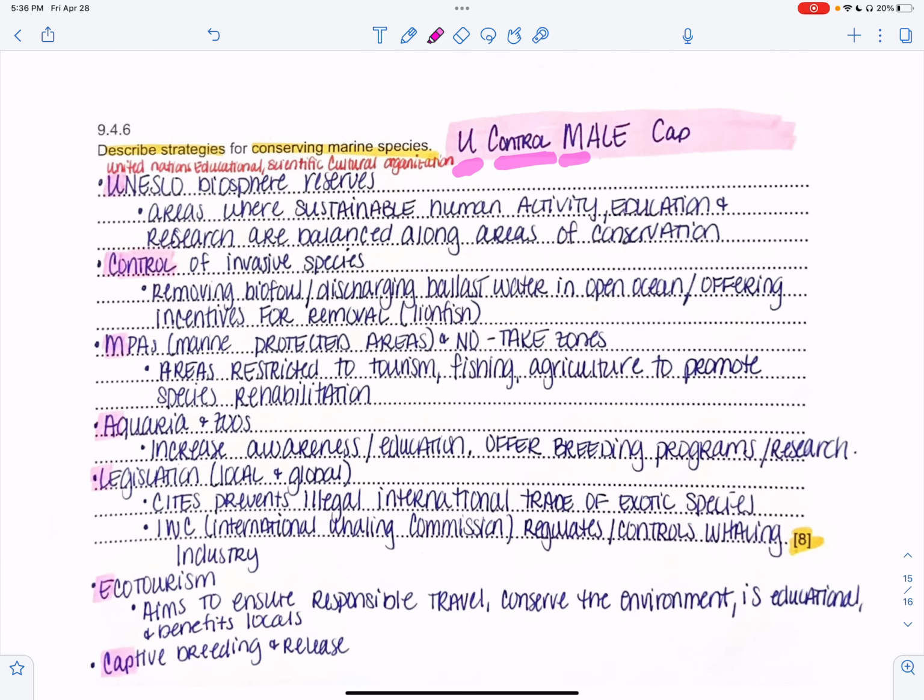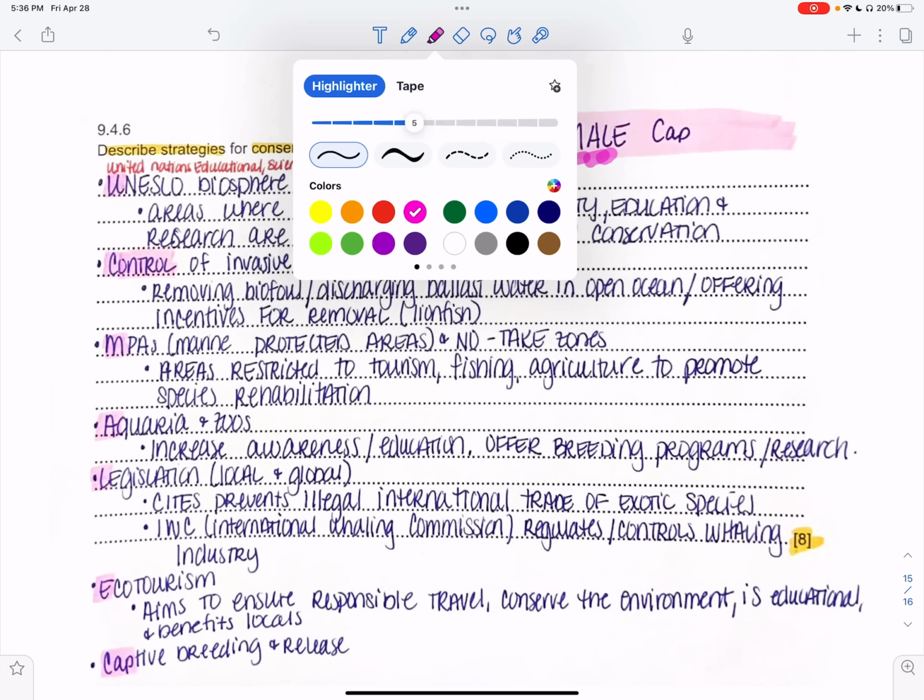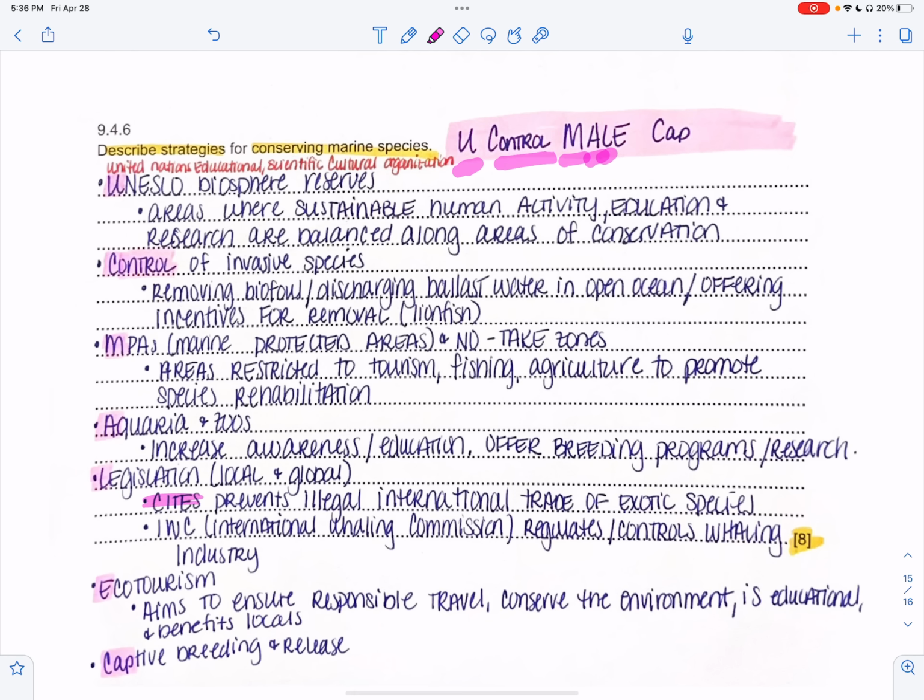Zoos and aquaria, so mainly aquaria, that's the A there. They increase awareness and education, and they offer breeding programs and research. L is for legislation, both local and global. From your syllabus, it did mention CITES as one of the examples. CITES prevents illegal international trade of exotic species. IWC is the International Whaling Commission. This regulates and controls the whaling industry.